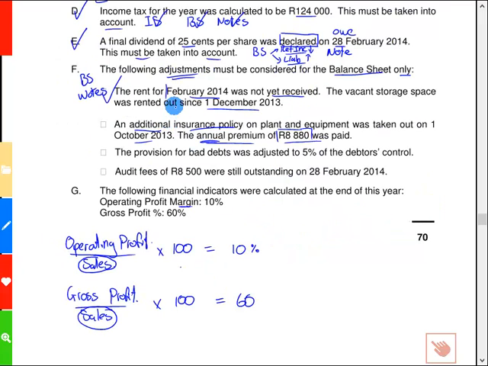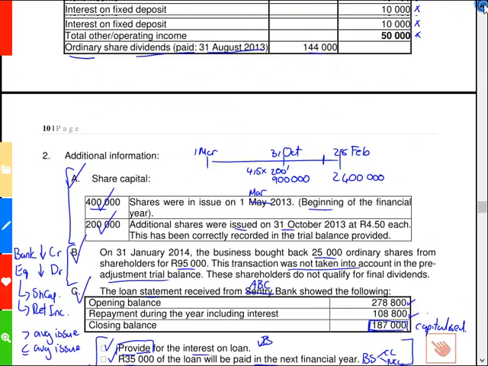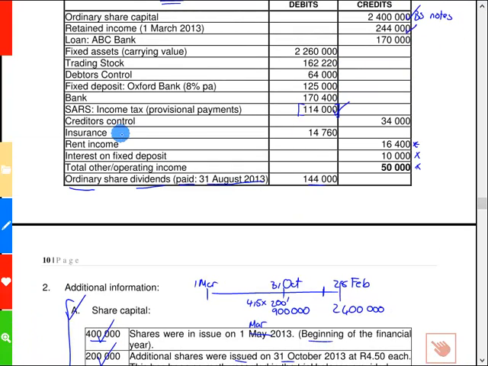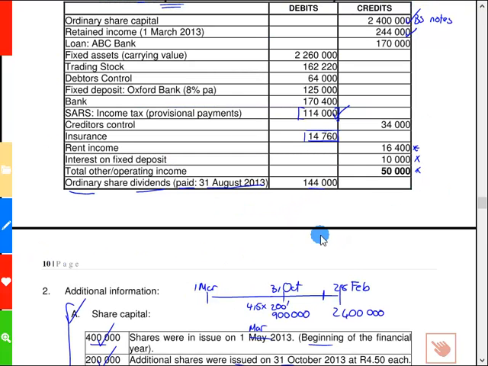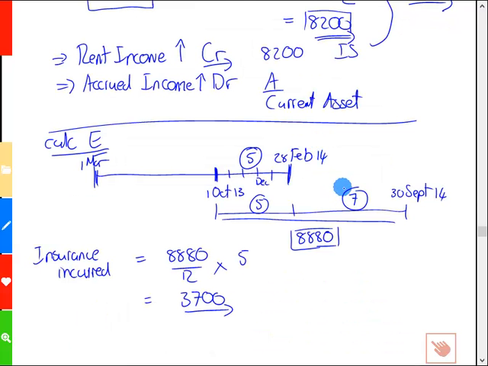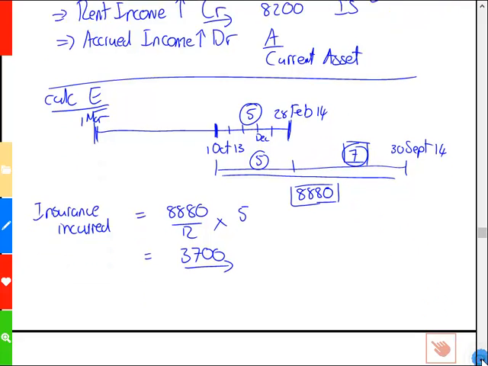But now, let's have a look at the information. It says we've paid 8,880. Let's look at our trial balance to see if there's any information there. There we've got insurance 14,760. So that means this was not the only insurance that we had. And we know that because I said additional insurance was taken out. So this 8,880 would be part of this 14,760. But 7 months of this insurance does not relate to this financial year. So 7 months insurance is prepaid.